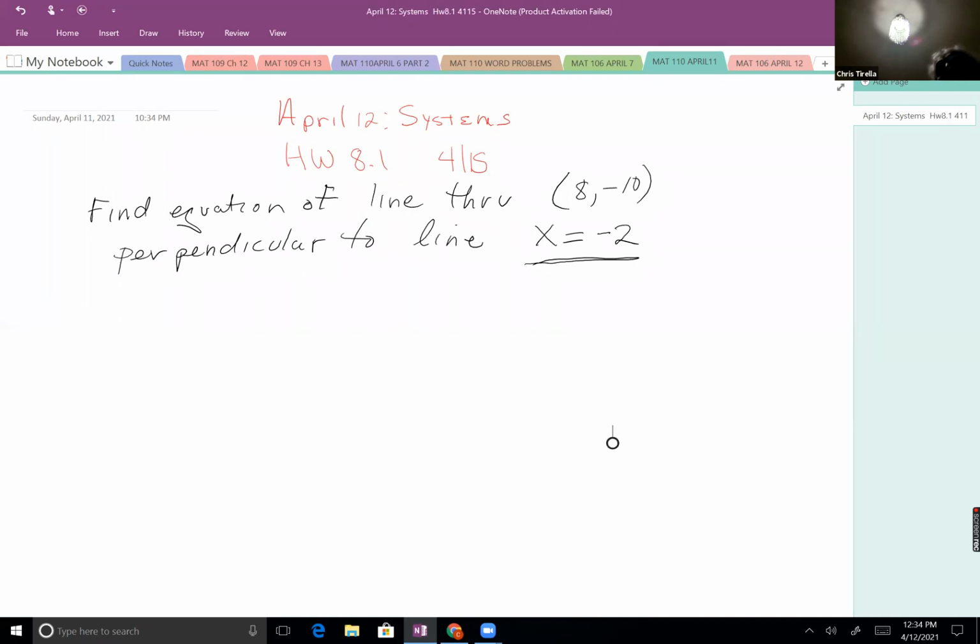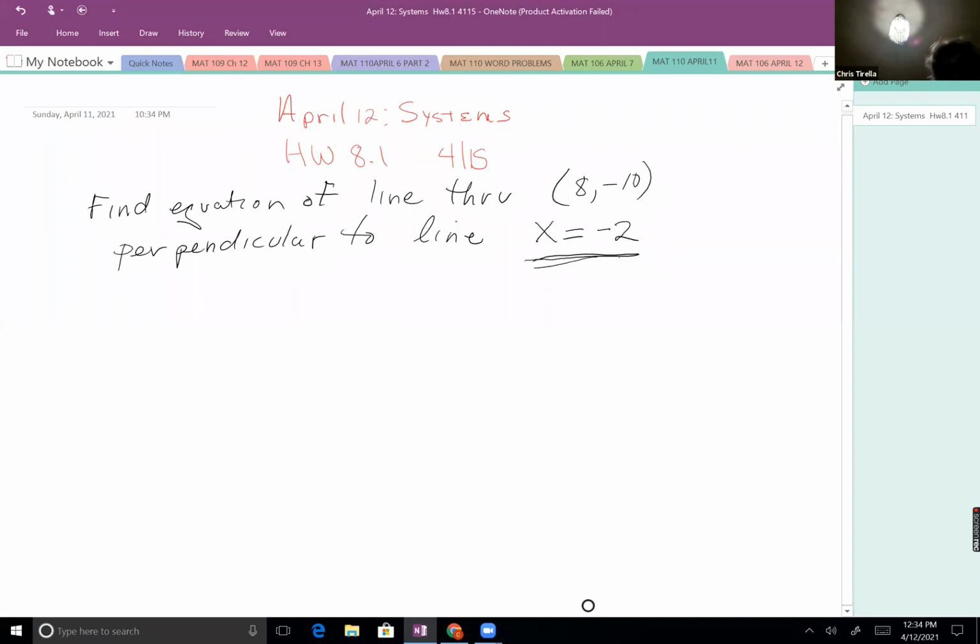This x equals -2 is a line. And do you notice that line doesn't fit my y equals mx plus b? There's no y there. And so the comment I wrote most frequently was that that is a vertical line. Do you guys remember a line with its equation x equals a number is a vertical line? It has no slope.